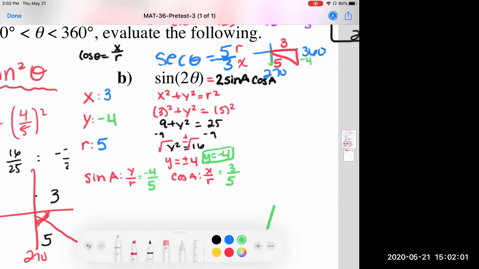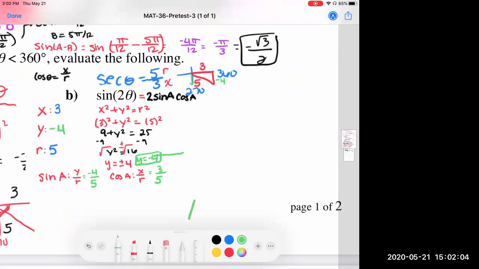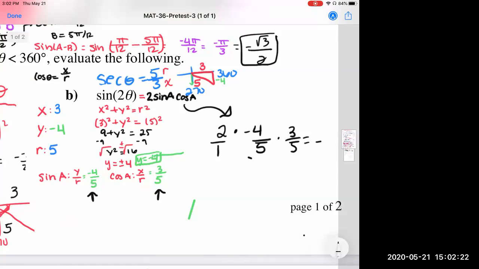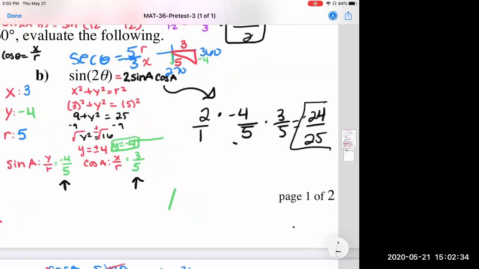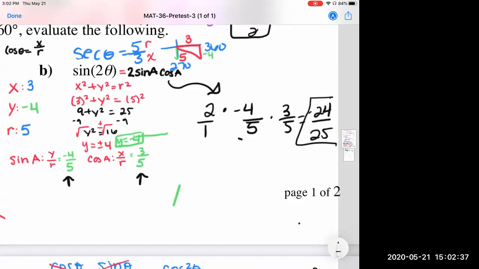All right. Last piece. Now we have this, 2 sine A cosine A. So I have 2 times sine A. Sine A is -4 over 5. And times cosine A, cosine is 3 over 5. We're just left to multiply. You get -24 over 25. And that's our answer. So this is the entire 3B.